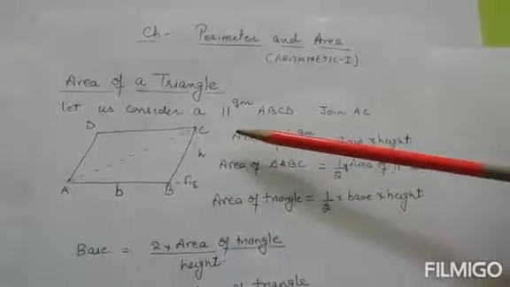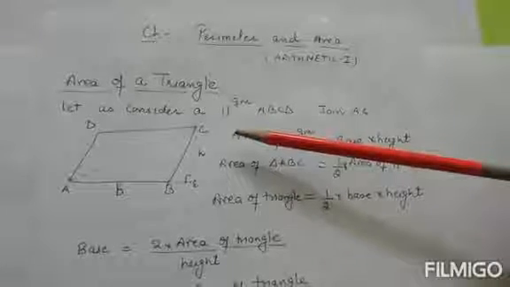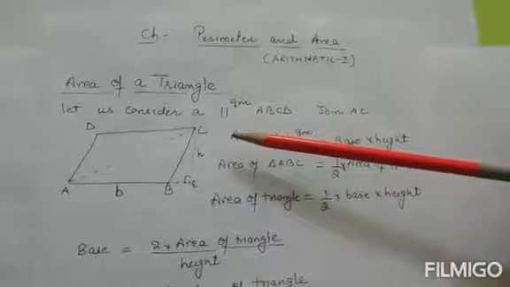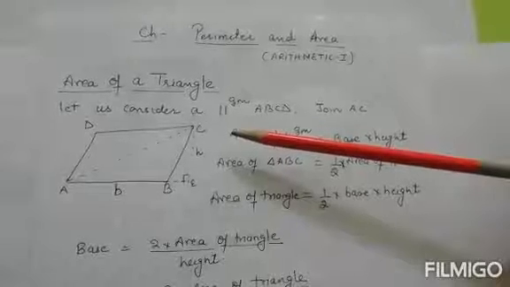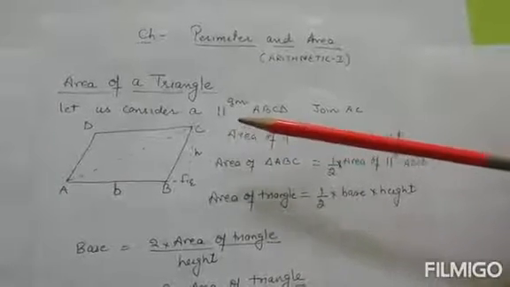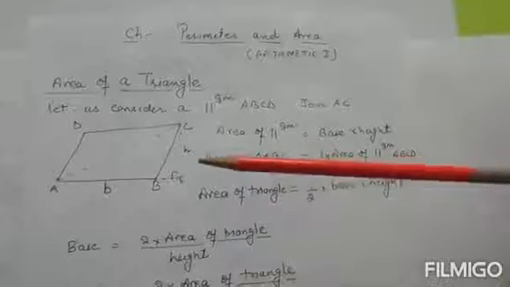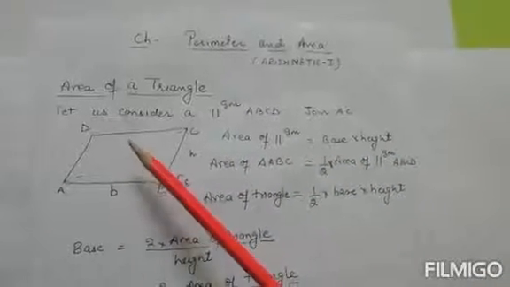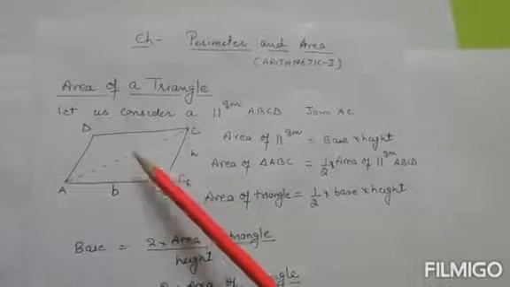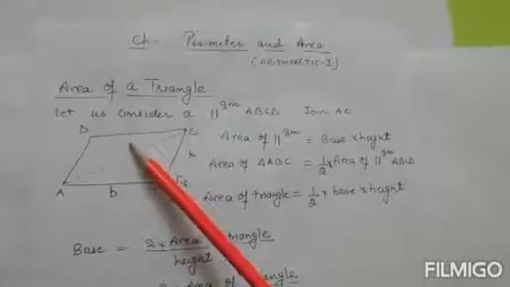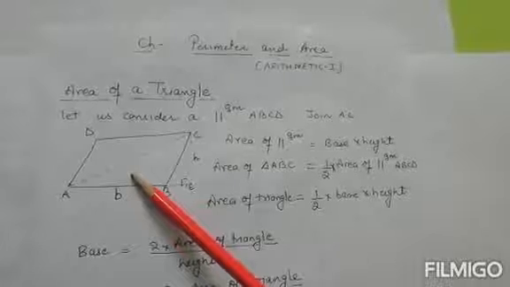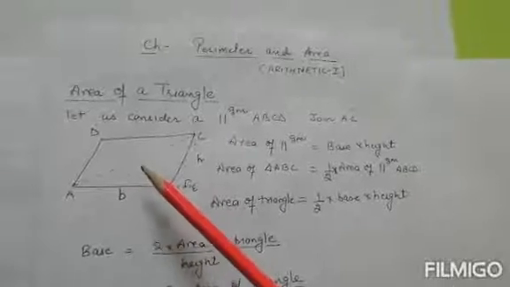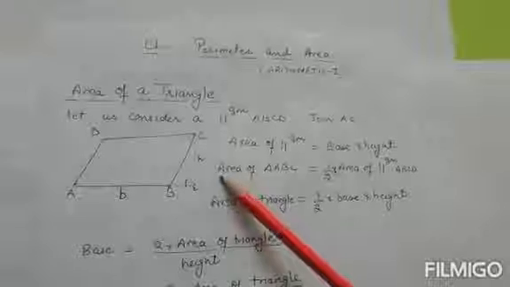The moment you join AC, AC becomes the diagonal of this parallelogram, and the diagonal of a parallelogram divides the parallelogram into two triangles of equal area. So as you can see, when I draw AC, I get two triangles, triangle ABC and triangle ADC. These two triangles are equal in area. Why I'm telling you this, you will get to know very soon.